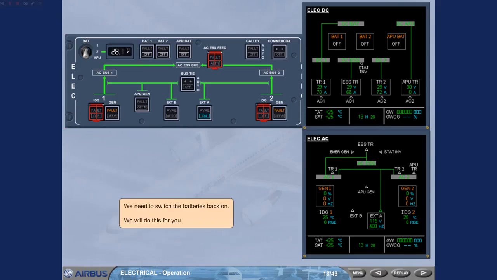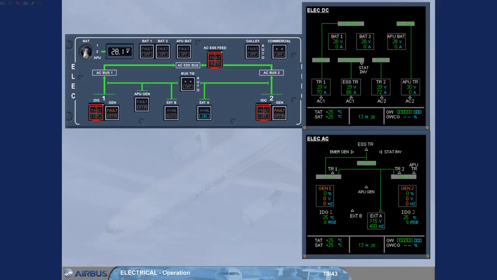We need to switch the batteries back on. We will do this for you. The three batteries are now available. After the battery check, the standard operating procedure recommends that the battery selector should remain in the APU position to avoid the discharge of BAT 1 or 2.